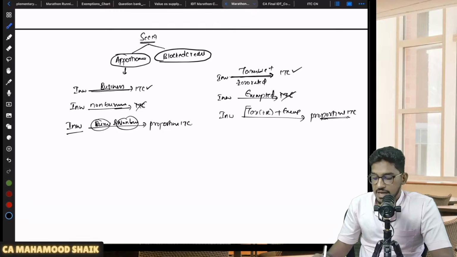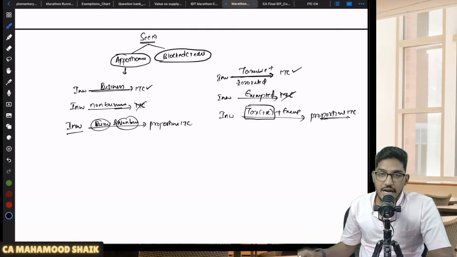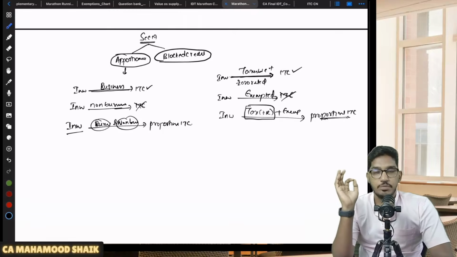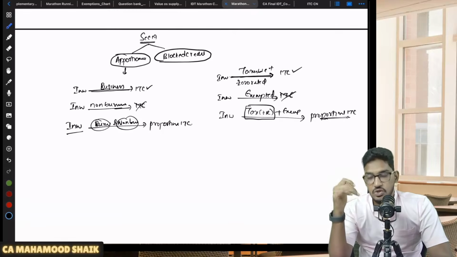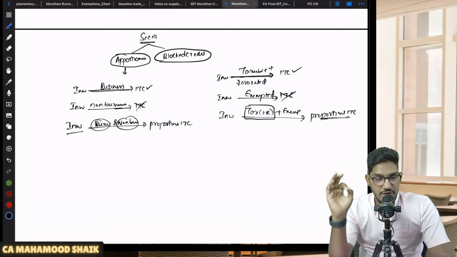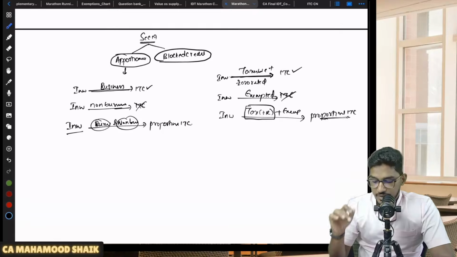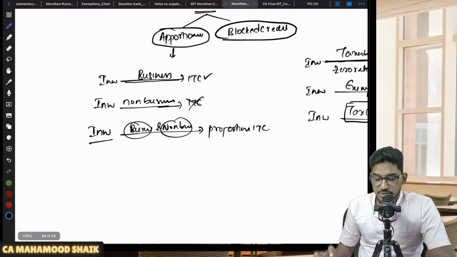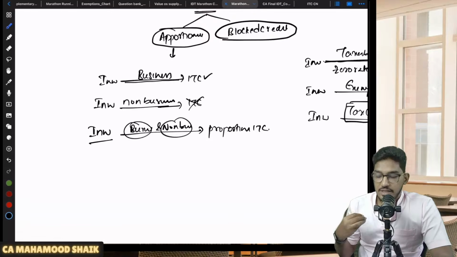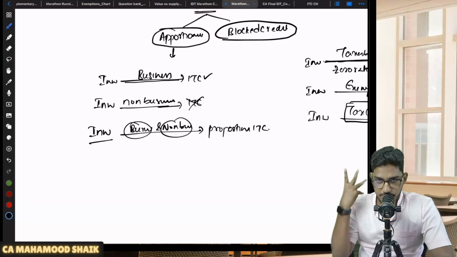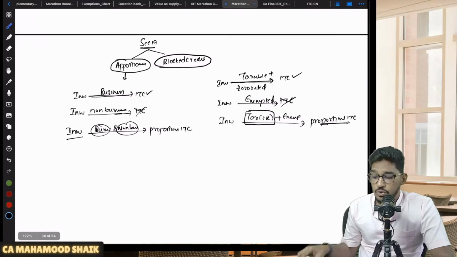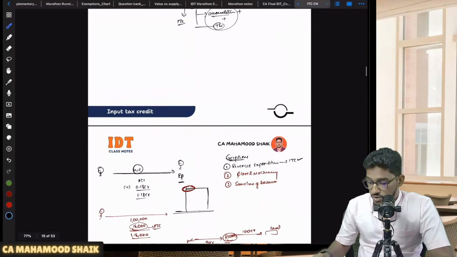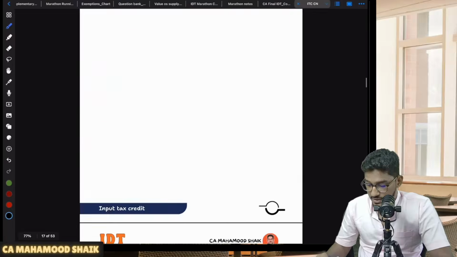Whatever ITC is attributable only to the taxable and zero rated supply, only that proportionate amount of ITC you can avail. Whatever ITC is attributable to exempt supply, you should not avail. Similarly, whatever ITC is attributable to business purposes you should avail, and whatever ITC is attributable to non-business purposes, you should not avail. Now, how to do this apportionment? We'll try to understand it now.